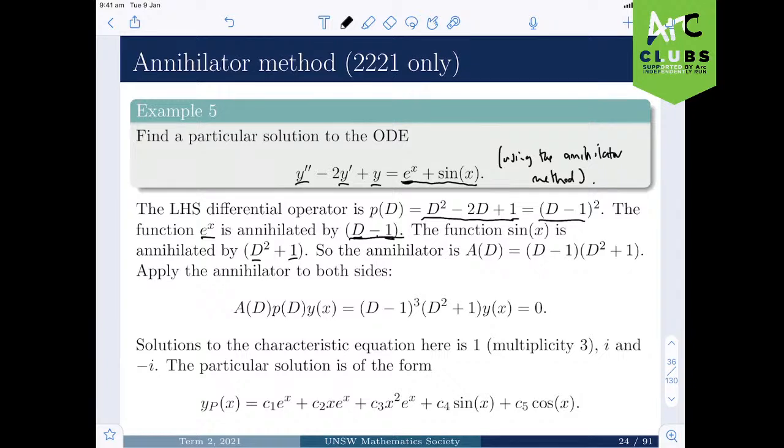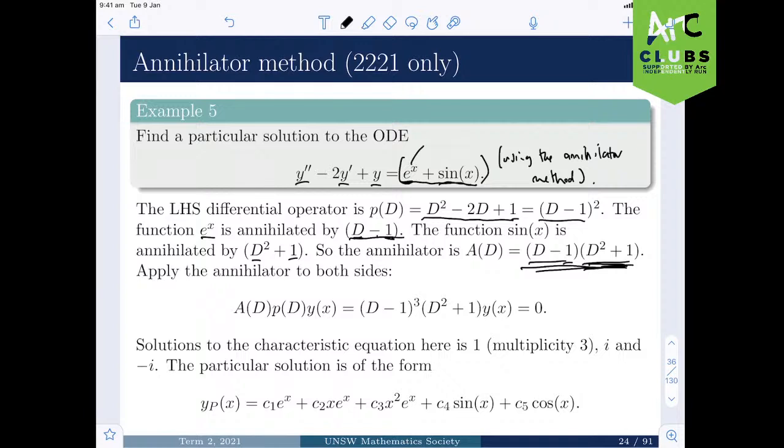And so the annihilator turns out to be just multiplying these two differential operators. Why might that be? Well, let's say we apply D minus 1 to this entire right-hand side. Then we get 0 from this, but we get (D minus 1) sine x. But if we apply D squared plus 1 after that, since taking derivatives is commutative, I think, that part is 0. So this cancels out or annihilates the entire right-hand side.